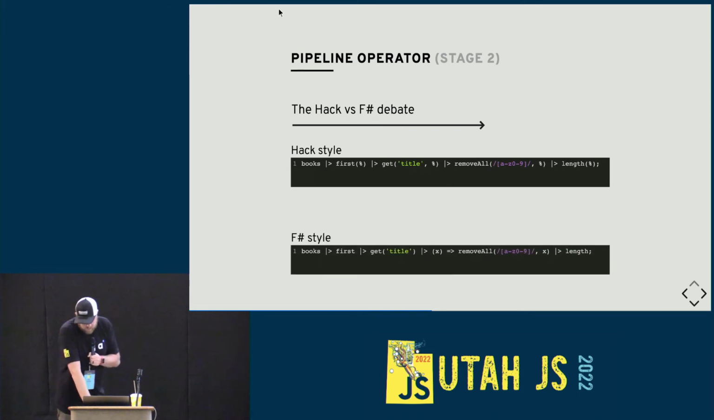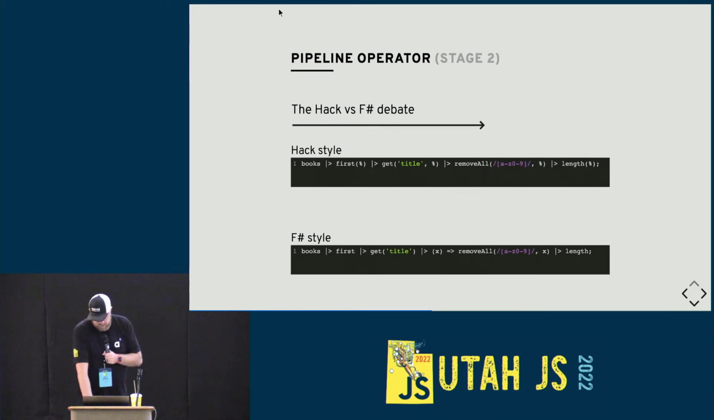The F# style, on the other hand, the right-hand side of the pipe is an expression that must evaluate to a unary function. Each function is called in turn, passing the results of the previous value as the only input to the next. So if you are familiar with the pipe function or functional programming patterns in general, this probably looks familiar to you. It's compose in reverse or pipe forward.